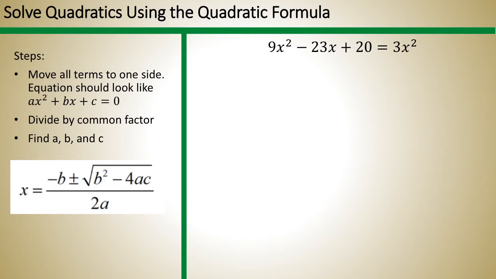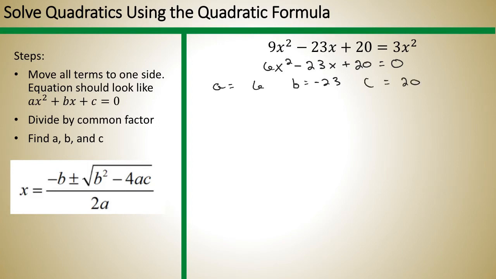Here's another example. Before I jump into using the quadratic formula, I have to get 0 on the right side. So we're going to subtract 3x squared from both sides. That will give us 6x squared minus 23x plus 20, and that's equal to 0. So now we're going to identify what a, b, and c are. So a is 6, b is negative 23, and then c is positive 20.